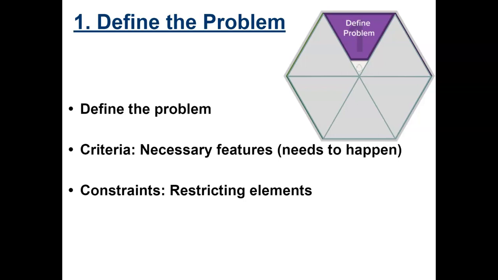Constraints are kind of on the opposite side, where these are restricting elements. So it could be, hey, for your catapult, you're only allowed to use certain material. You're only allowed a week to create this thing. You can only build it in a 2 inch by 2 inch space, right? These are things that restrict the criteria in order to actually solve that problem.